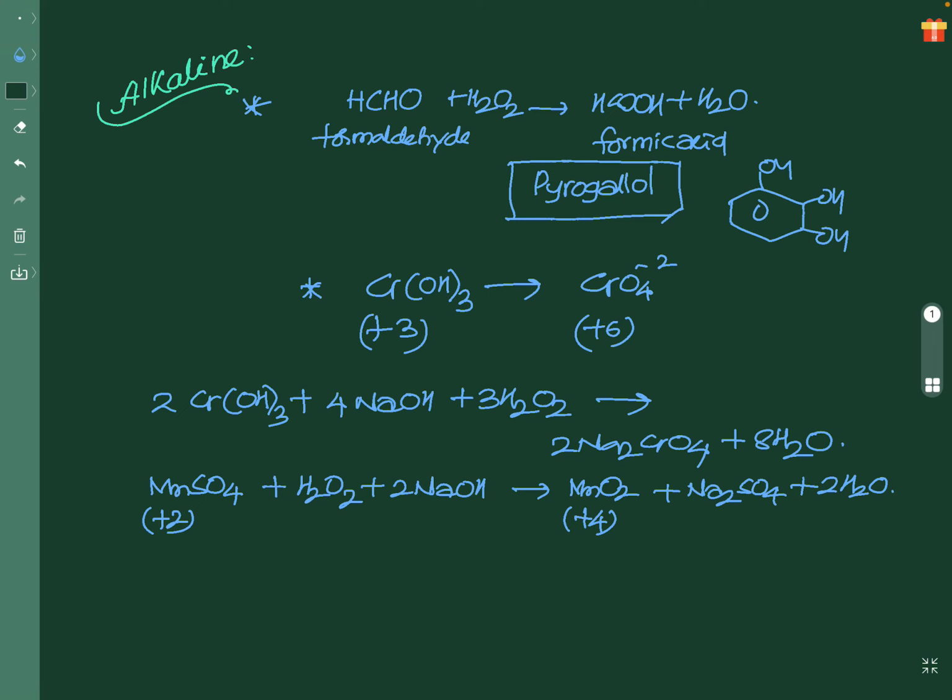And ferrous Fe2+ can be converted to ferric in the presence of basic medium too. 2Fe2+ with H2O2 gives rise to 2Fe3+ plus 2OH-. You can take even this reaction also. So in the presence of basic medium, we have taken some reactions. We'll discuss the reduction properties of hydrogen peroxide in another video. Just go through this again.